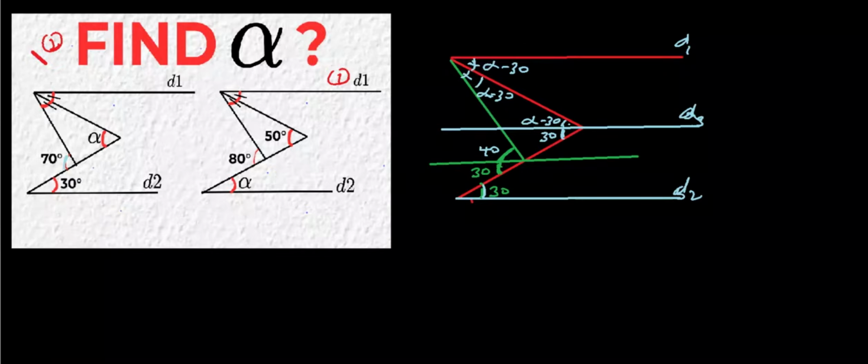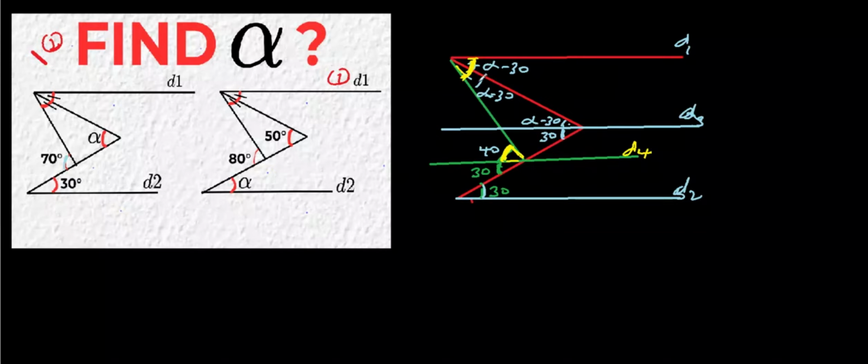The other thing you have to remember is to recognize that this degree is also the same as this one. You see, these are alternate interior angles. This one and this degree are alternate interior angles because of D1 and this other parallel line which is created, which we can call D4. So this and these are the same.